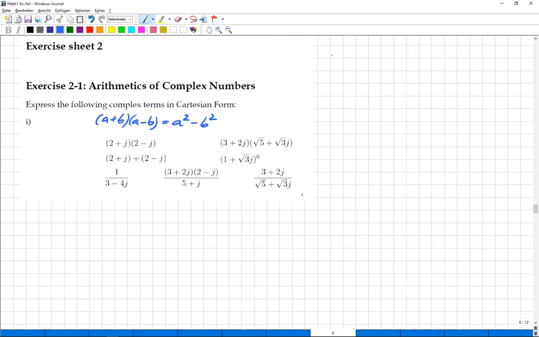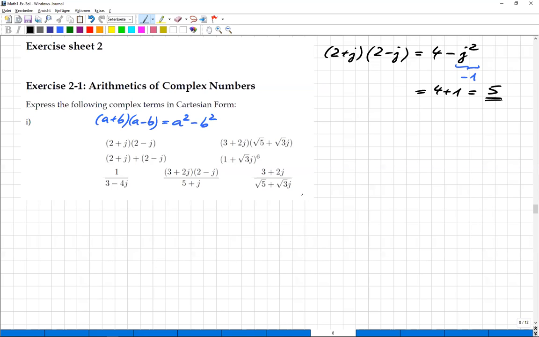So that's why I can say that 2 plus j times 2 minus j is directly speaking 2 squared, 4, minus j squared. And since j squared is always identical to -1, minus gets plus, then the result must be 4 plus 1, which is equal to 5.